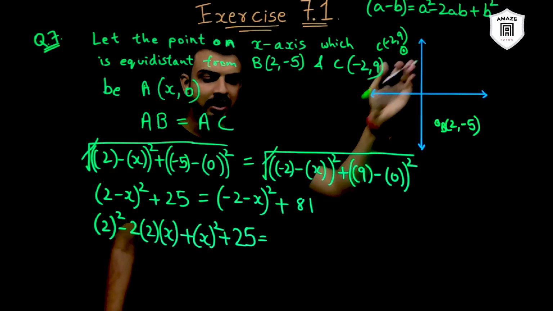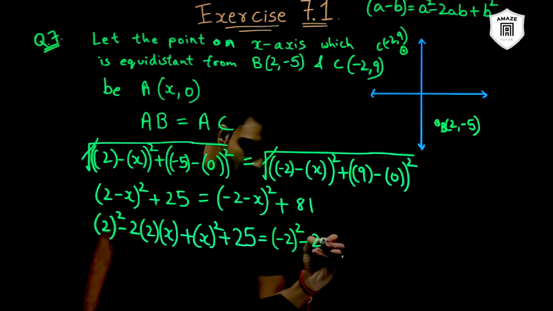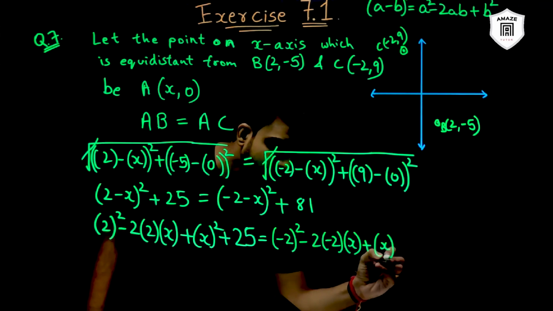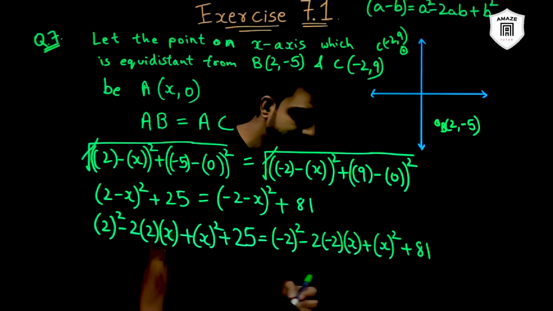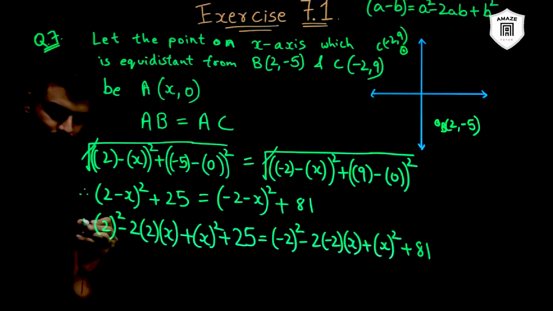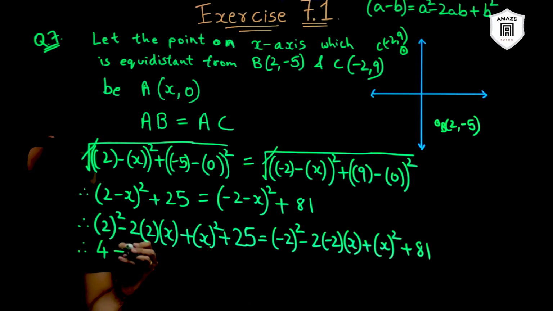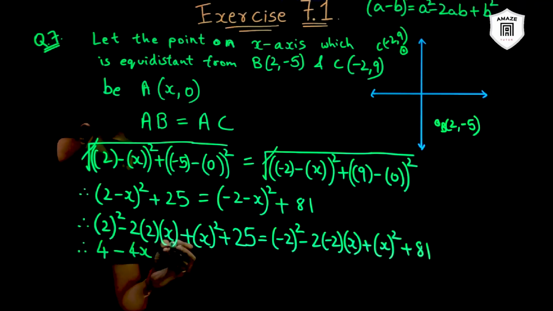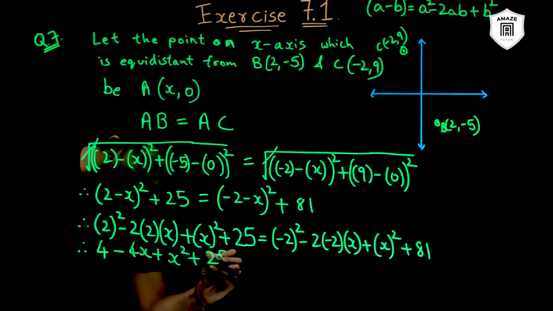Let us apply the same identity. Let us expand this bracket. So it is a square minus 2ab plus b square, right? And this plus 81 remains as it is. Okay, let us solve this further. What is 2 square? It's 4. What is 2 into 2 into x? It's 4x, right? 2 into 2, 4 into x is 4x plus x square plus 25, right?